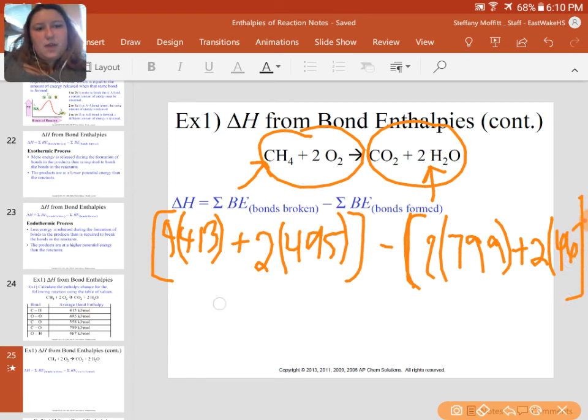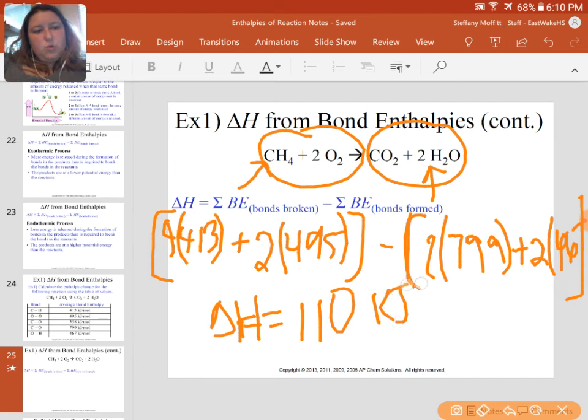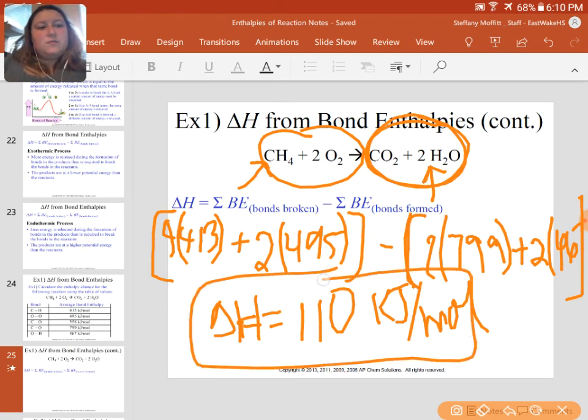And I do all that, and I get a delta H of 110 kilojoules per mole. And this is an endothermic reaction because there's less energy released during the formation, making my delta H positive.